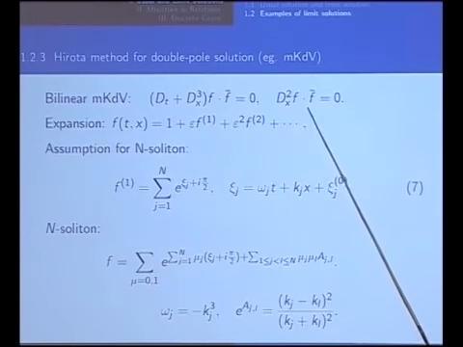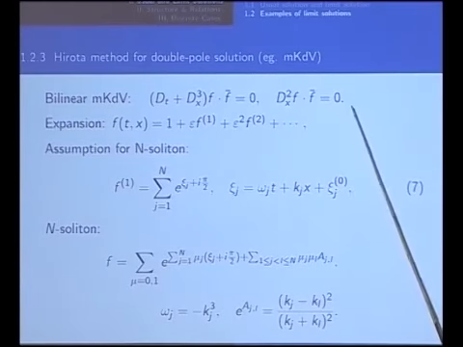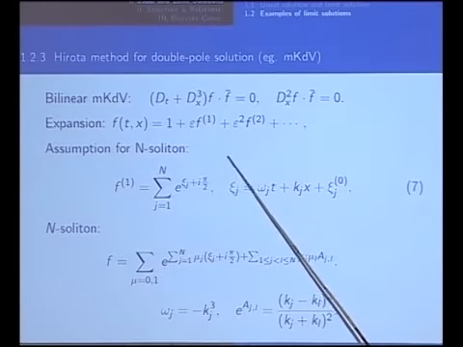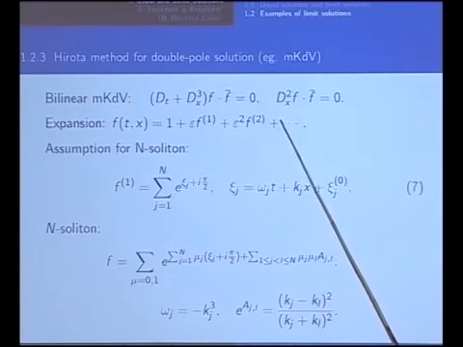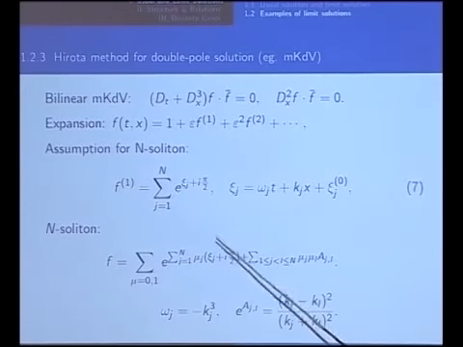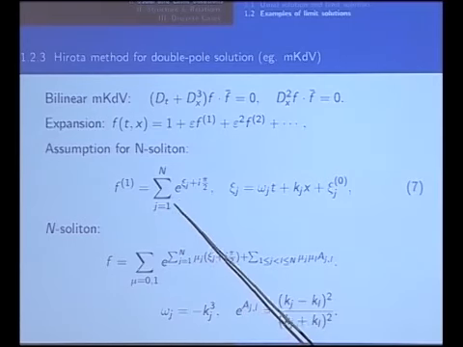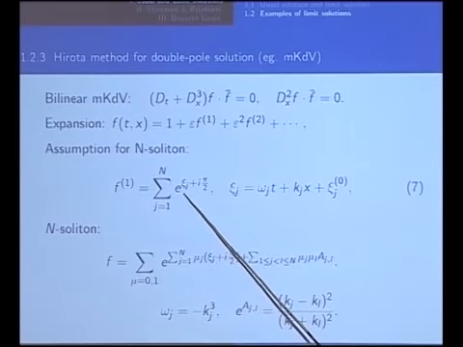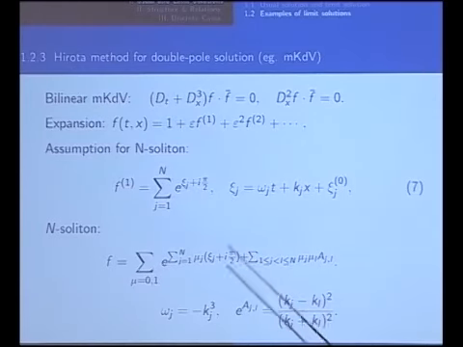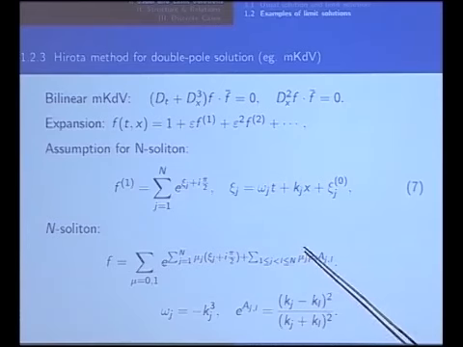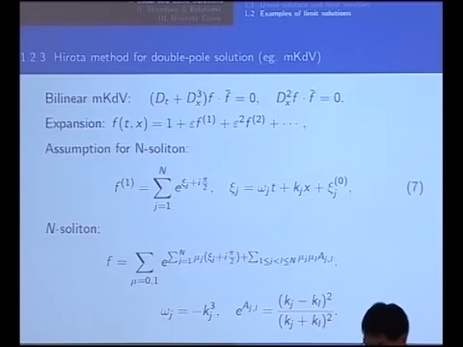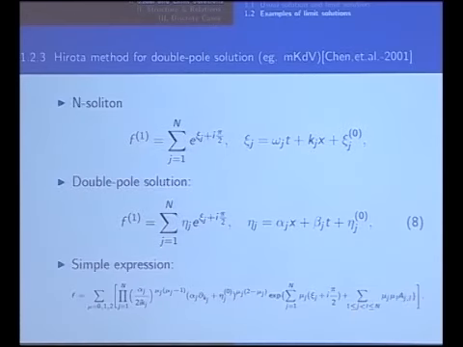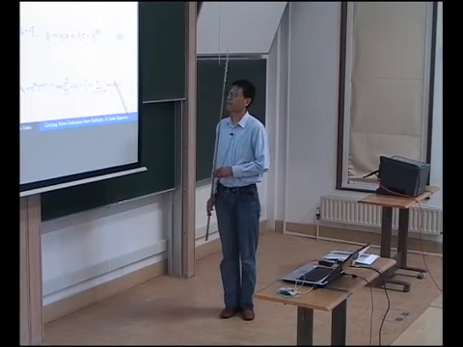The second example is the Hilbert method for the double pole solution, and the example equation is the modified KdV, in its bilinear form. To get solitons, we take Hilbert's perturbative expansion like this, and F1 is in a special form, a linear summation of exponentials, and then the n-soliton solution has a very clean, explicit form.